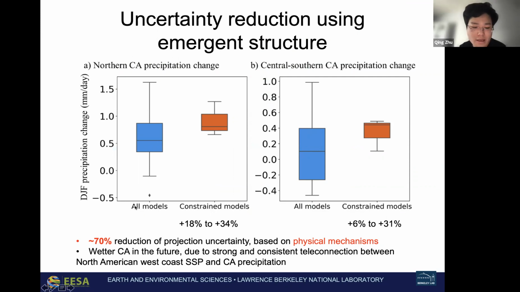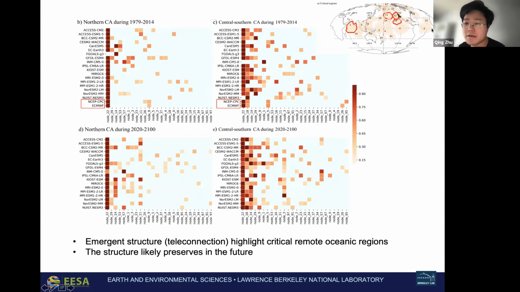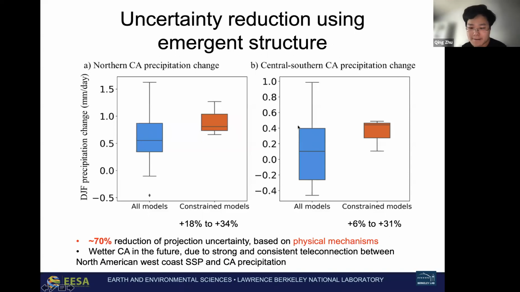And then here we can reduce about 70% of the projection uncertainty. And we can confidently say that California is going to get wetter, at least based on this causal structure constraint, for both northern and the central southern parts. And this constraint is totally based on the physical mechanism, meaning for example, here node 22, its impact on the California precipitation, maybe that's the high pressure blocking mechanism that really influences the California precipitation. So we can really rely on those mechanisms and then see how much uncertainty we can reduce.